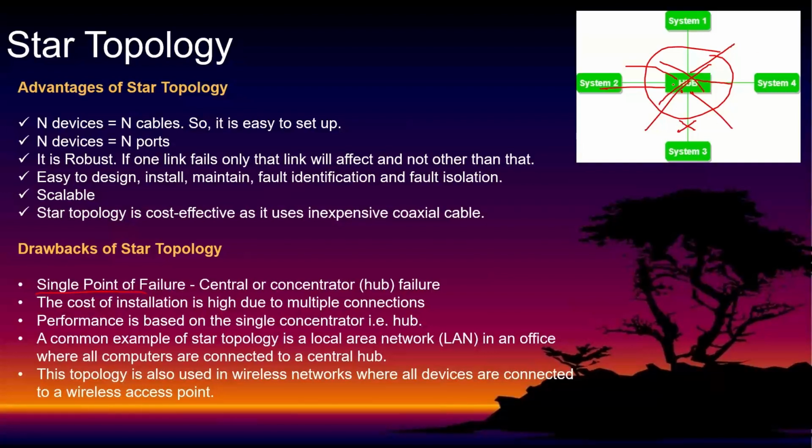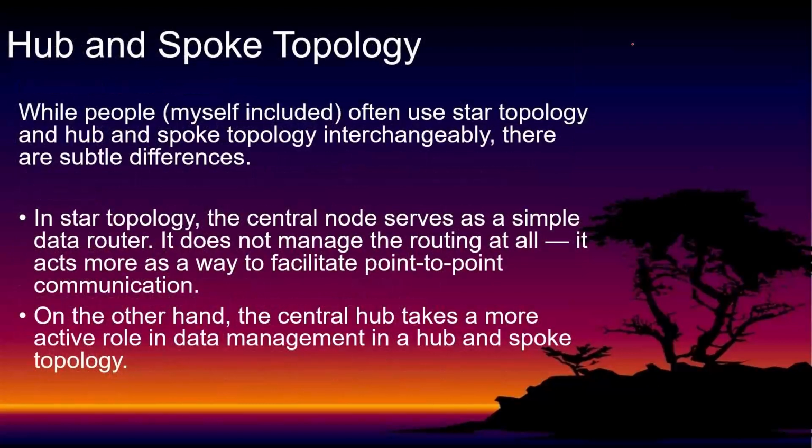These topologies are also used in wireless networks where all the systems are connected to the central hub. In a wireless access point, there will be multiple devices getting connected. It's like a star topology again. So hub and spoke is pretty much similar to star topology, many people, including myself, consider hub and spoke as very much similar to star topology.